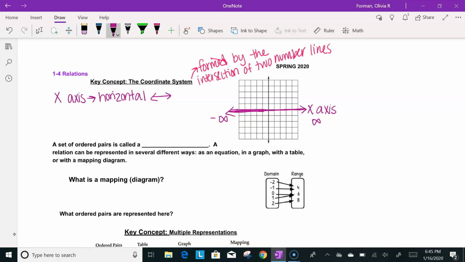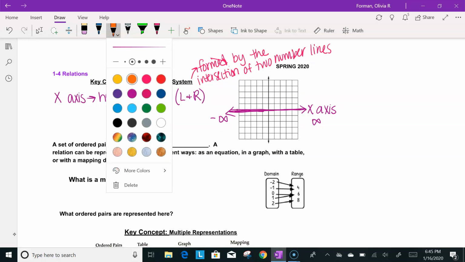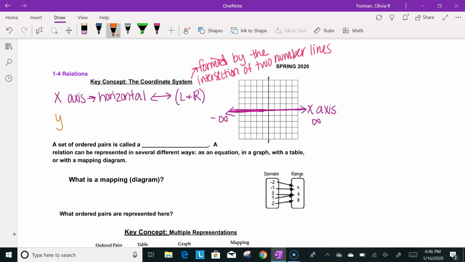If you also want to put that, left and right is the x. And then we have our y-axis, which is vertical. So it's up and down like this. And over here in the picture, here is your y-axis. Again, up here you're looking at a positive infinity. Down here you're looking at a negative infinity.